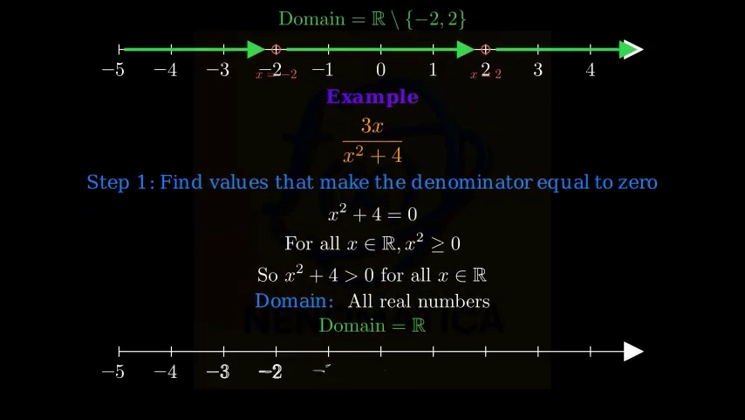Let's visualize this domain on a number line. In this case, the domain includes all real numbers with no exclusions. Let's examine our third example.